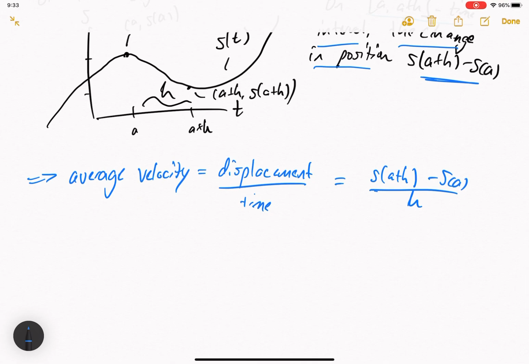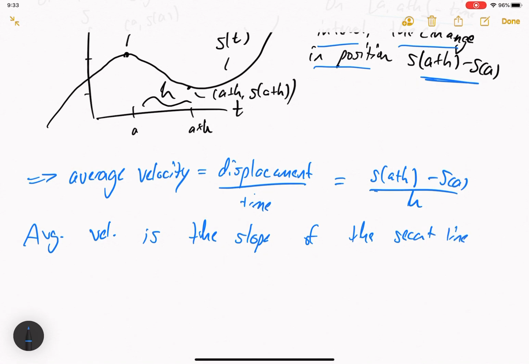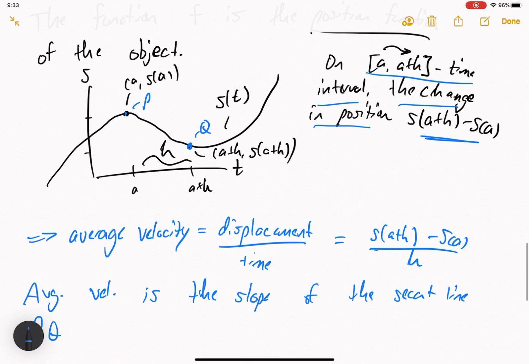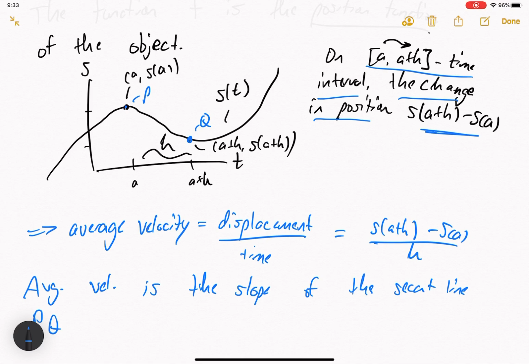So what we get is that the average velocity is the slope of the secant line PQ, where this was our P and this was our Q. Again, it's just repeating what we've done before. But the idea is, now that we've formalized what tangent lines are, we're going to have to formalize what instantaneous velocity is.